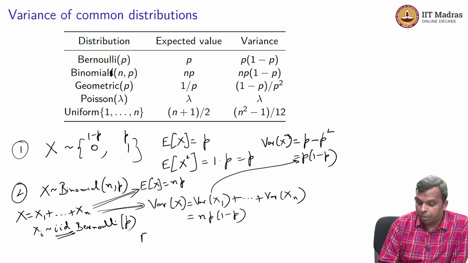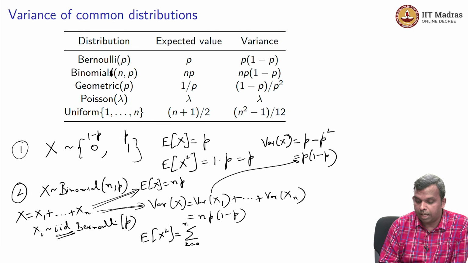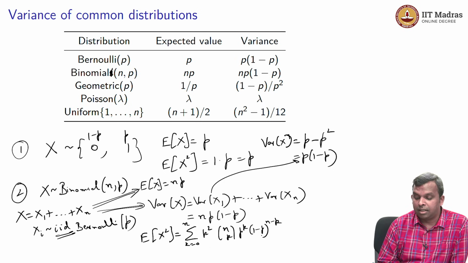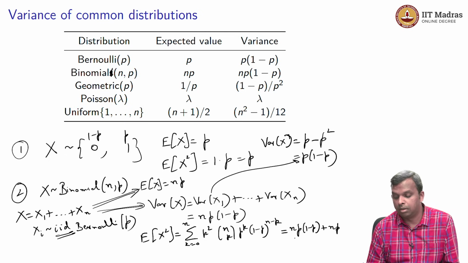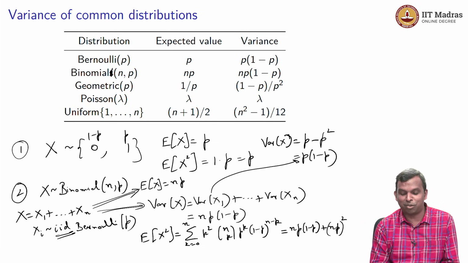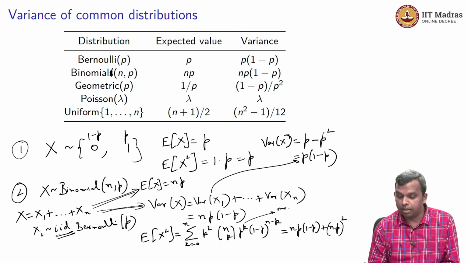Otherwise, if you want to compute directly, the expected value of x squared will be the summation k equals 0 to n of k squared, n choose k, p to the power k, 1 minus p to the power n minus k. This ends up being a slightly more complicated summation. In fact, once you know the variance, you know that this is the variance plus the mean squared. So you can find the expected value of x squared easily using this trick. Otherwise, if you have to directly compute the summation, it seems like a slightly more involved summation to calculate.